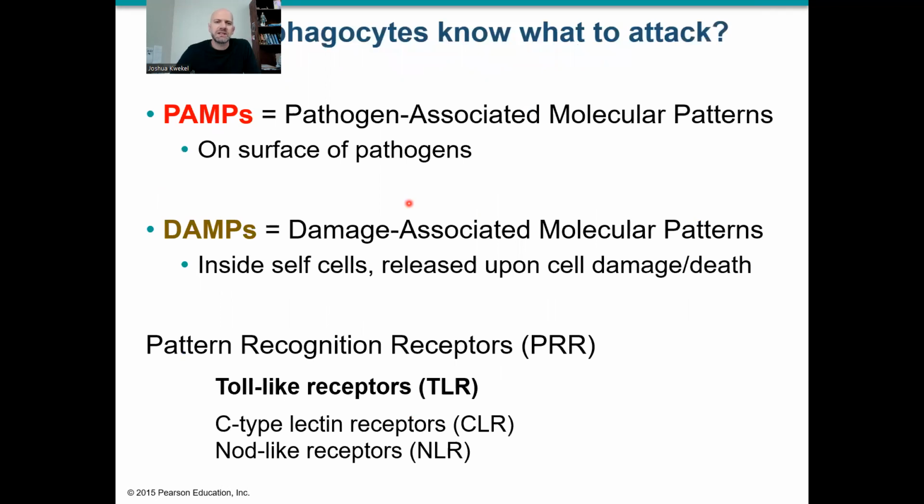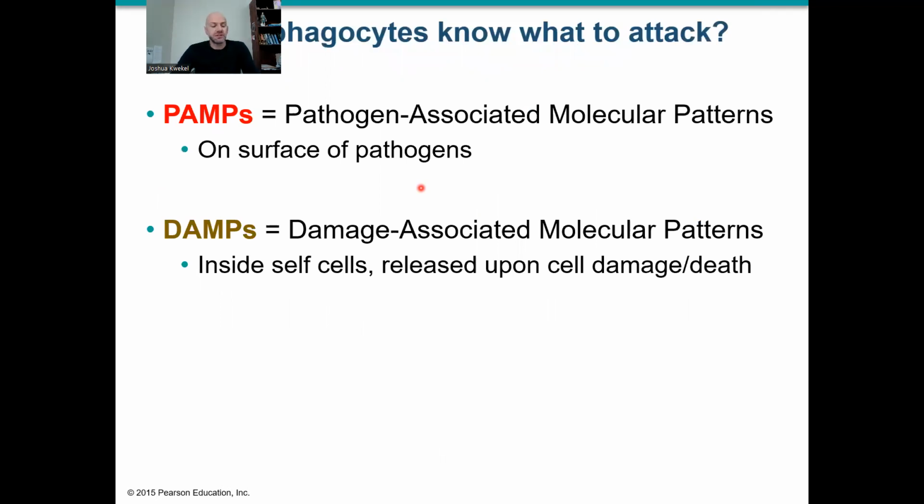All right, so PAMPs and DAMPs. This is associated with the innate immune system. A PAMP is something on the surface of a microbe, a pathogen, that is recognized by a phagocyte. Our chief phagocytes, remember, are neutrophils, monocytes, and dendritic cells. A PAMP is a pathogen-associated molecular pattern. It's just something that a phagocyte can recognize as foreign.